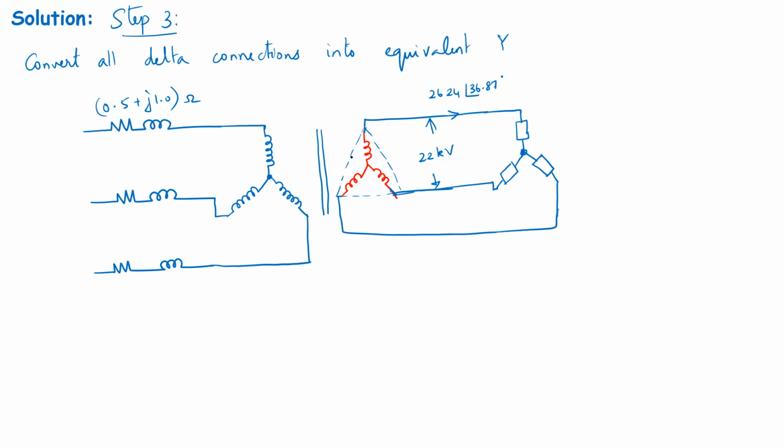So the red color winding is an equivalent Y for an actual delta connection. And once we have an equivalent Y, we know that the phase voltage of this equivalent Y will be 22 by root 3 in kilovolts. So that is the phase voltage of this equivalent Y winding. So once we have this, it pretty much brings it down. From here, we can draw the per phase equivalent circuit or per phase representation. So step 4 is sketch the per phase representation.